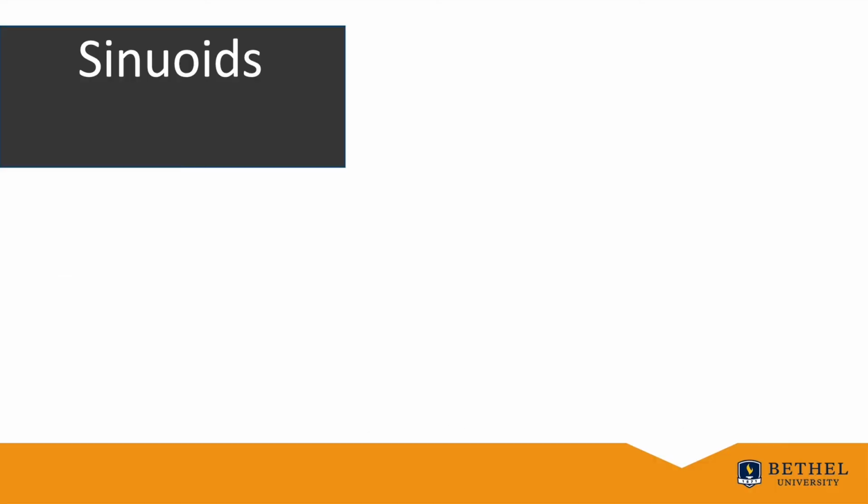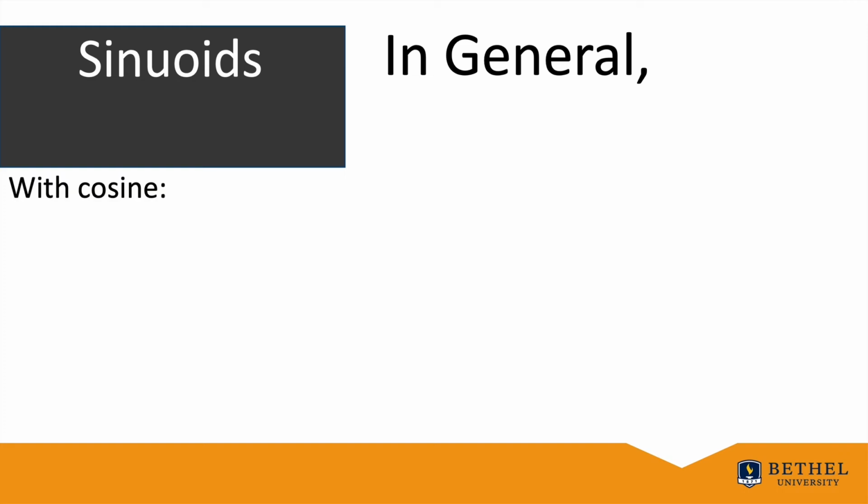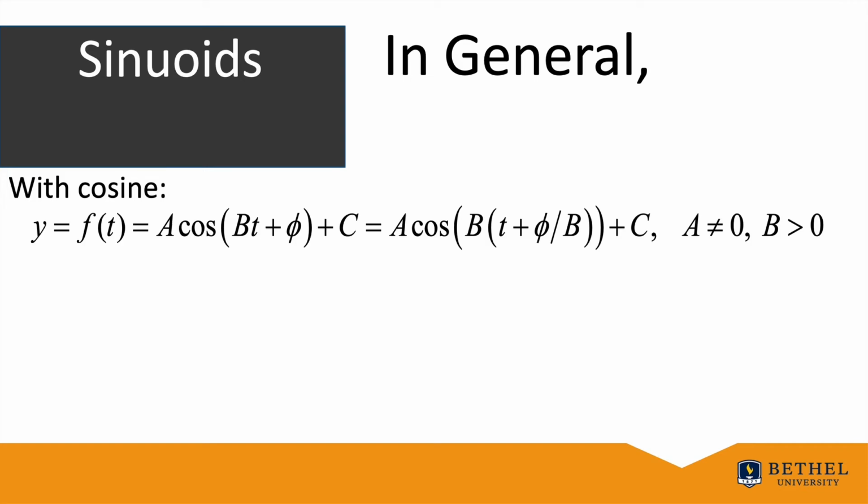Before using inverse trig functions to find, for example, what days Minneapolis will have 10 hours of daylight, let's talk about general sinusoids. Even though they're called sinusoids, you can use either cosine or sine. With a cosine, the general form of a sinusoid is this: y equals f of t equals a times cosine of bt plus phi, and then plus c. Inside the argument of the cosine function, the b can also be factored out, and we can write a times cosine of b times, in parentheses, t plus phi over b, then all plus c. A is assumed to be non-zero, otherwise we would not have a trig function, and b is assumed to be positive to keep things simple.